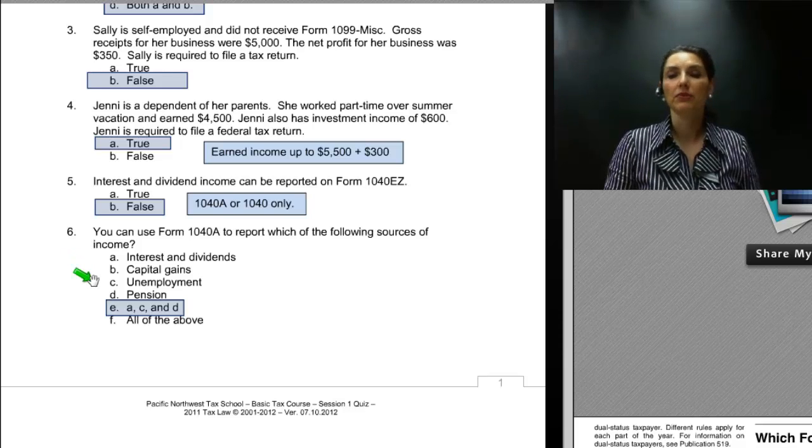We also have unemployment, and unemployment can be reported on 1040A as well as pension income. So the correct answer is A, C, and D. The capital gain income requires long form 1040 and cannot be reported on 1040EZ.